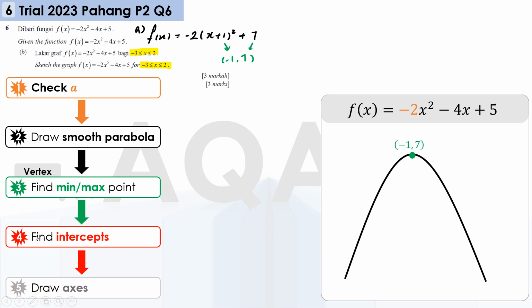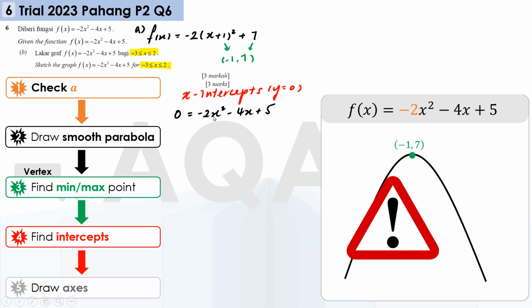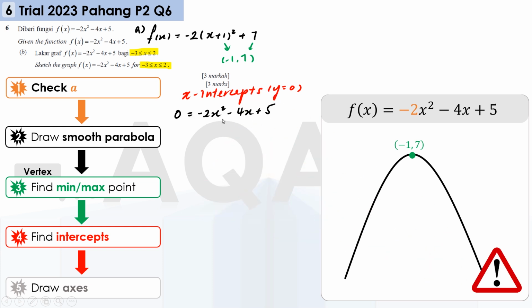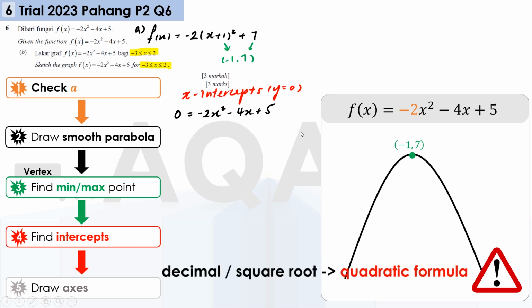Then our fourth step is to find the intercepts. So x-intercept, we just change the y or the f of x to 0. Okay, but here, if you plug these three values into the calculator, the answer will give you either a decimal or there's a square root inside. Okay, so this kind of case, we cannot directly just write our answers for the next line. What we need to do is use the quadratic formula.